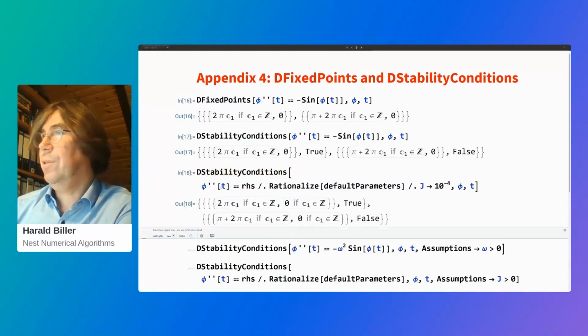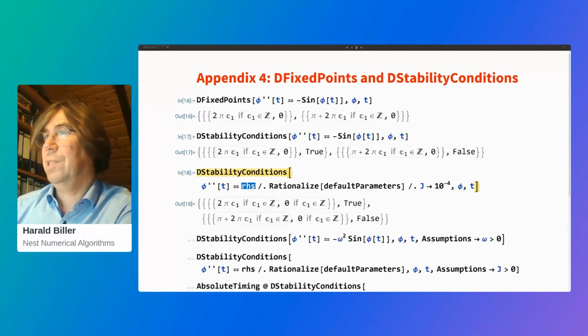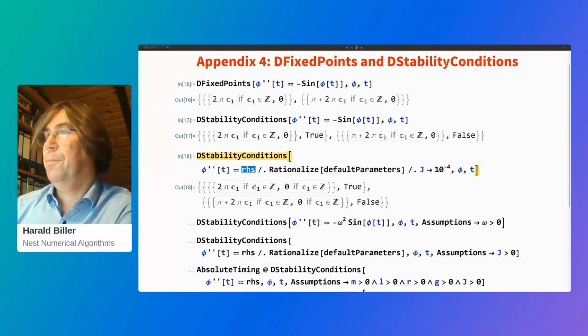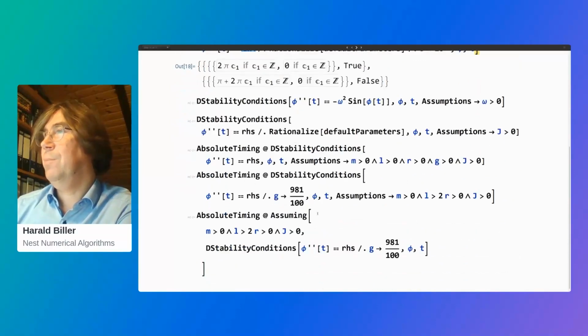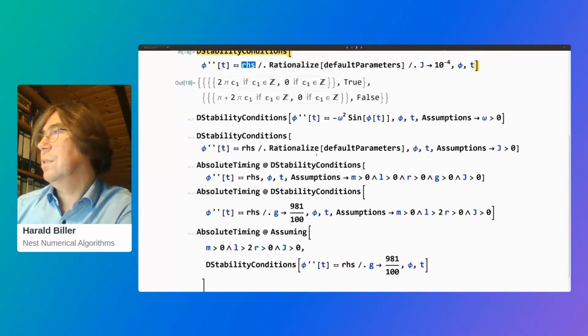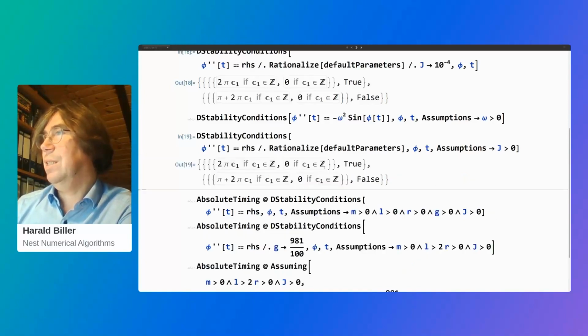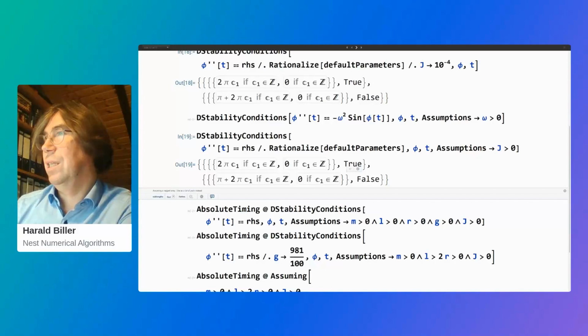The same works for this much more complicated equation with the complicated right-hand side. It didn't work for all the parameters at the time, but here, for instance, where most of the parameters were numeric and only the moment of inertia was symbolic, it did give the correct solution. A stable fixed point at 0, 2 pi, 4 pi, etc., and an unstable fixed point in between.